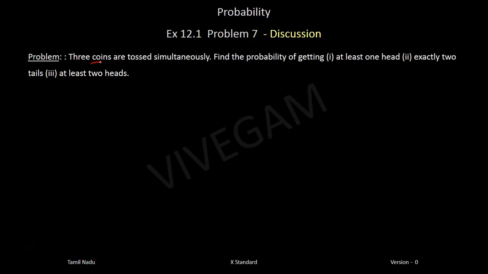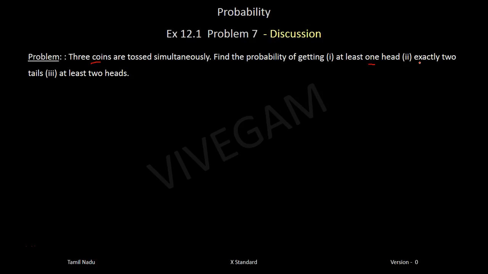Now they're asking us to find the probability of getting at least 1 head. At least 1 head means you can get 1 head or 2 heads or 3 heads. So this is the event. Exactly 2 tails means that is fixed, only 2 tails. So you'll have to find out how many cases are there where you get exactly 2 tails. Then at least 2 heads is again the same thing, 2 heads or 3 heads. So keep this in the back of the mind.